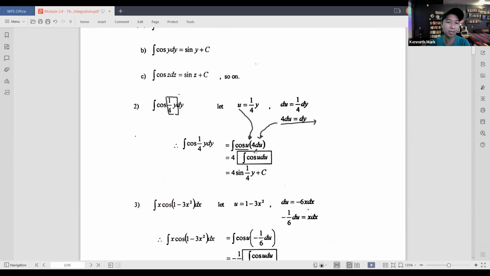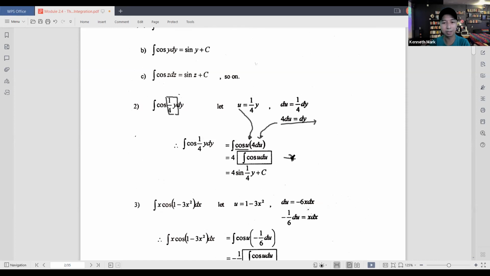Now, you will have cosine u 4 du. But our 4 here is a constant, so nilabas natin. And then we proceed with the formula, that is the integral of cosine u du. But what is u? So, babalik lang natin. That is 1/4 y, or that is sine 1/4 y. Okay, so yun na yun.